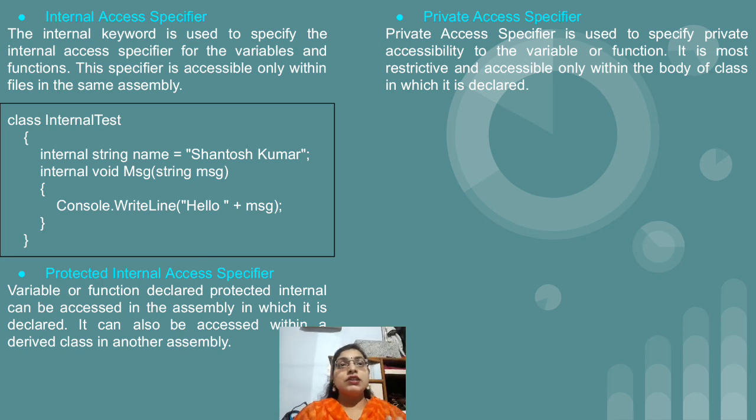So it is not difficult to give an example on the basis of the internal access specifier. Just create one more class with public static void main and create an object of the internal test class, and then call the name, that is object.name. Suppose I have created internal test t1 equal to new internal test, then t1 dot name, just display this in console.writeLine, and t1 dot msg in round brackets. Suppose I have written within double quotes Archana, so you will get the output as hello Archana, like that. So it is very easy.